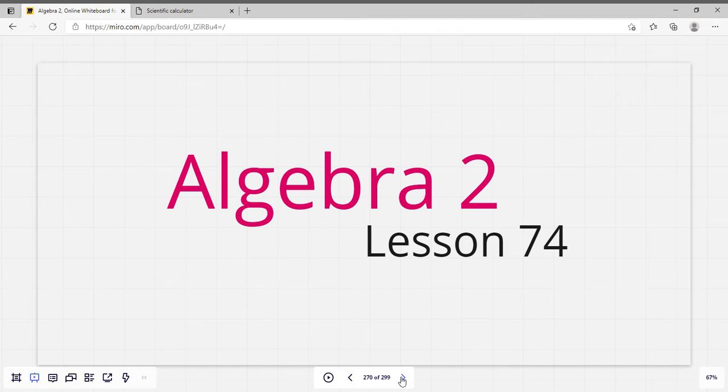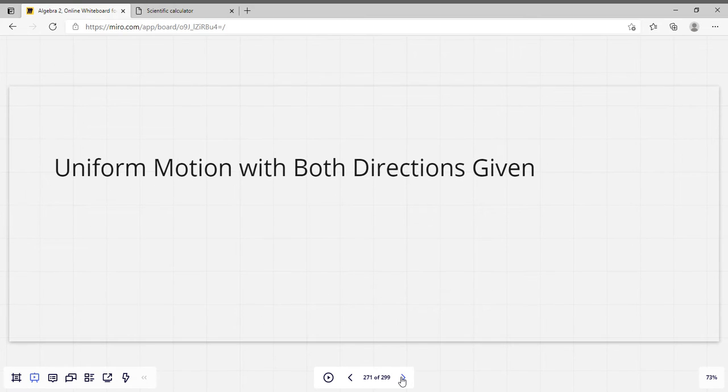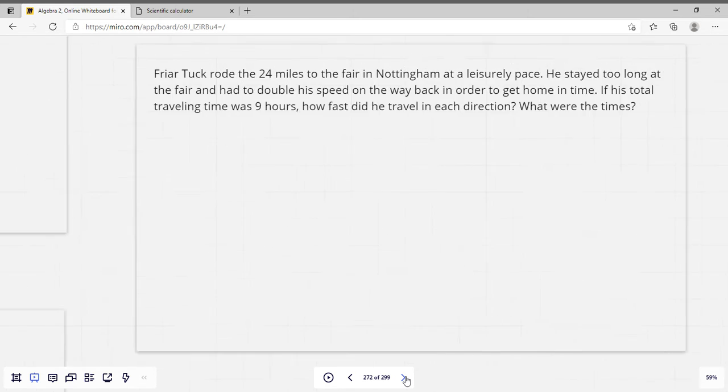Hello, this is Algebra 2, Lesson 74, and this lesson covers uniform motion with both directions given.